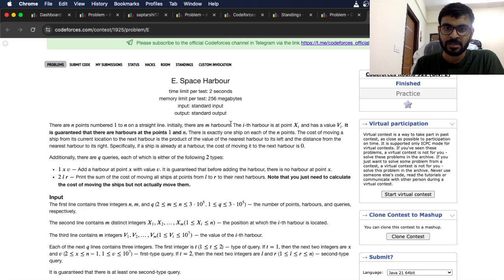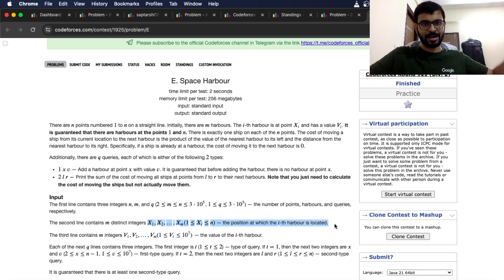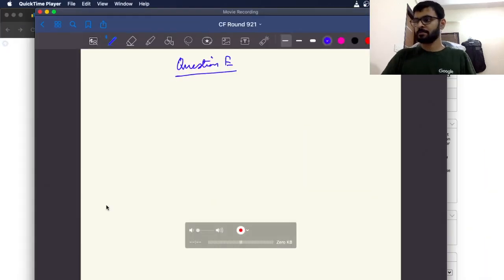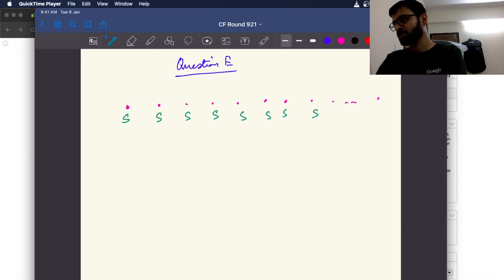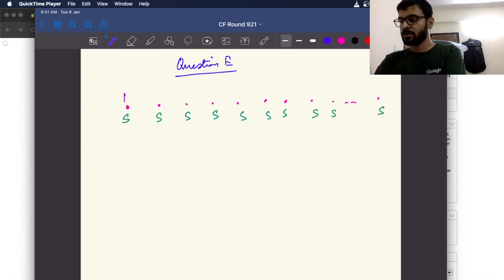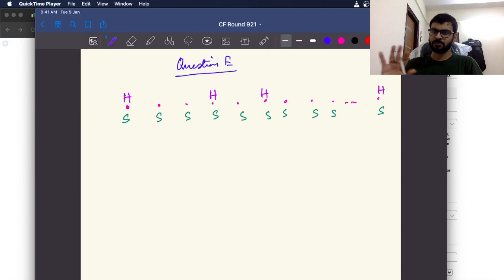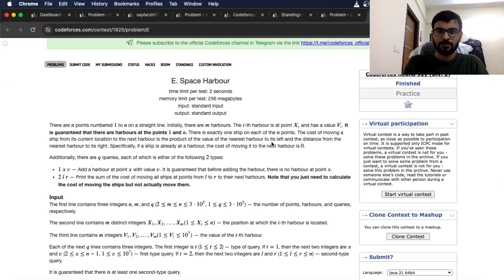There are harbors at the points 1 and n. There are m harbors, each located on some point or the other. Those will be given over here, the positions of the harbors. But at the end points, two are definitely located, 1 and n. And a ship is located at exactly one of the endpoints. So there are n points over here, 1, 2, 3, 4, 5, 6, 7, 8, dot dot dot, n. You have a ship over here, and you have one harbor here, one harbor here, other harbors at a few places like this, and so on. So harbors are some of these points, not all of these points, and you need to say, for a ship, what is the cost of moving a ship to its next harbor?